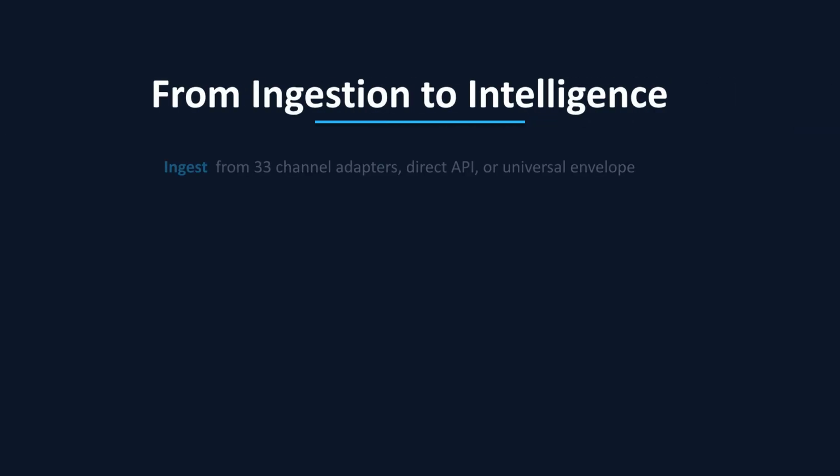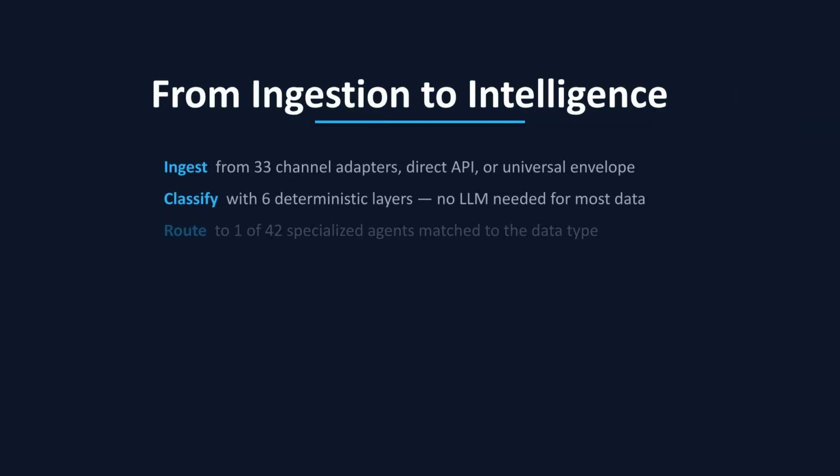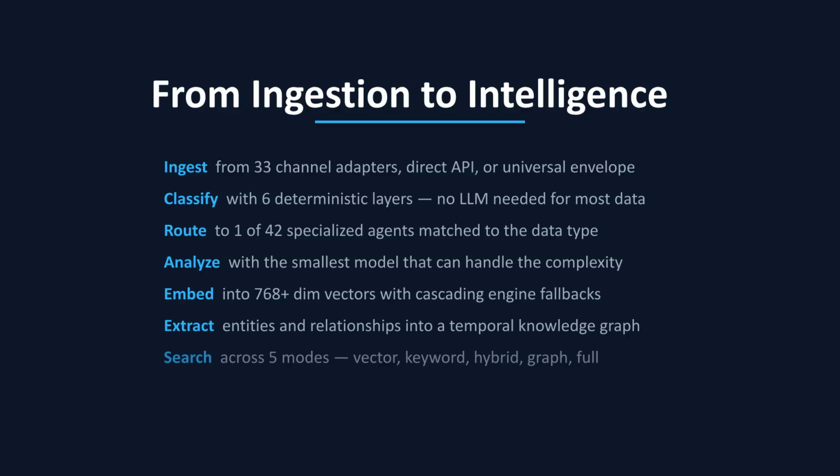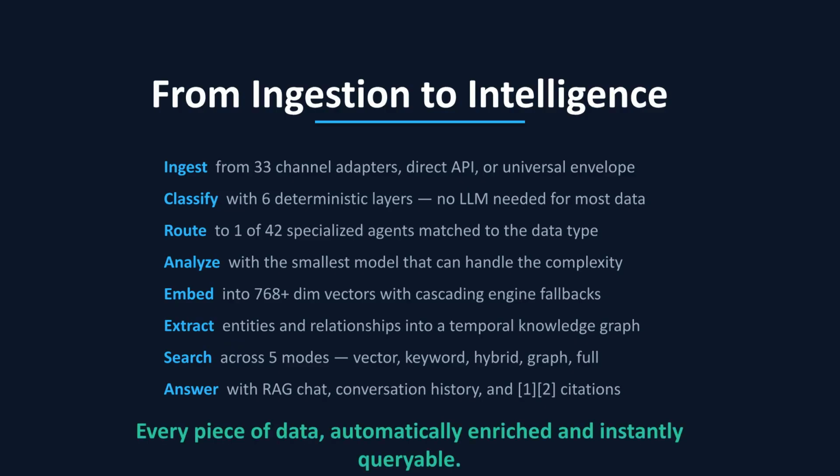Our pipeline takes data from ingestion through classification, routing, analysis, embedding, and extraction into a knowledge graph. We use multiple search and re-ranking modes to deliver answers via RAG chat with citations. This ensures every piece of data is automatically enriched and instantly queryable.